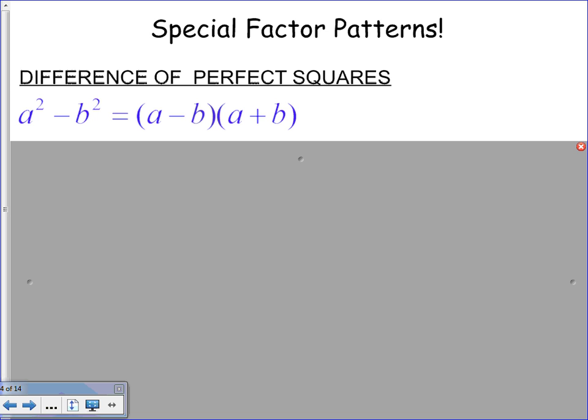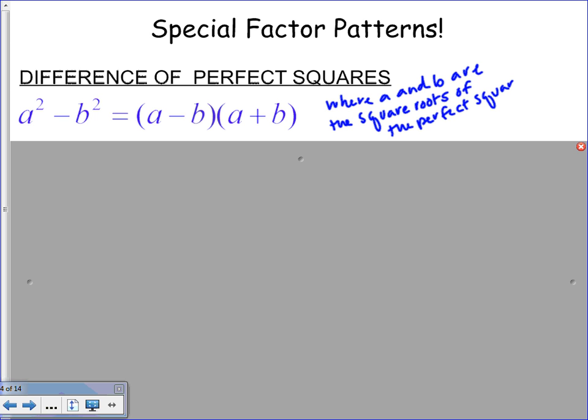In that example, a and b must be the square roots, correct? Okay, so if you want to write a note to yourself in the margins or near that problem, where a and b are the square roots of the perfect squares. So that one's pretty simple. We can use that one still with polynomials. We always want to check for that difference of perfect squares.